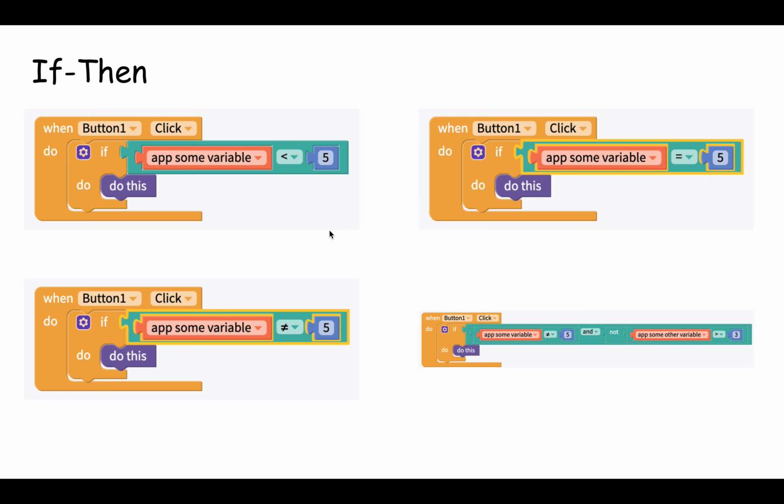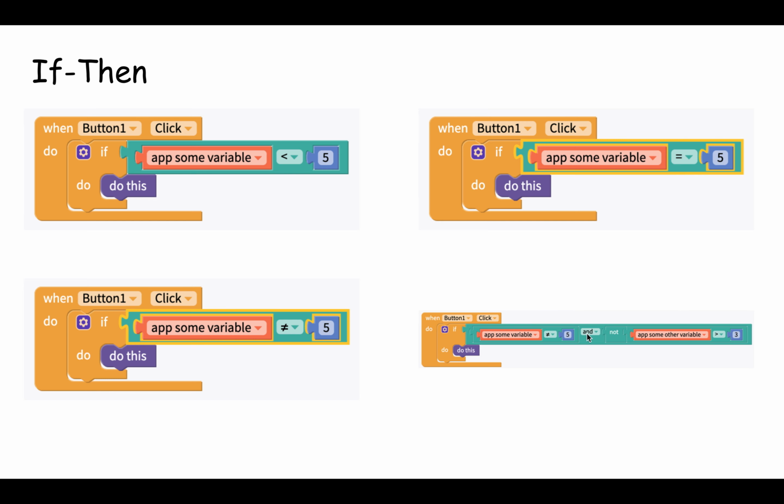Now, the tests that I've been talking about in Thunkable look like these green blocks here. So there's usually some sort of test. So something is less than something else, something is not equal to something else, something is equal to something else. And these tests can be arbitrarily complex.